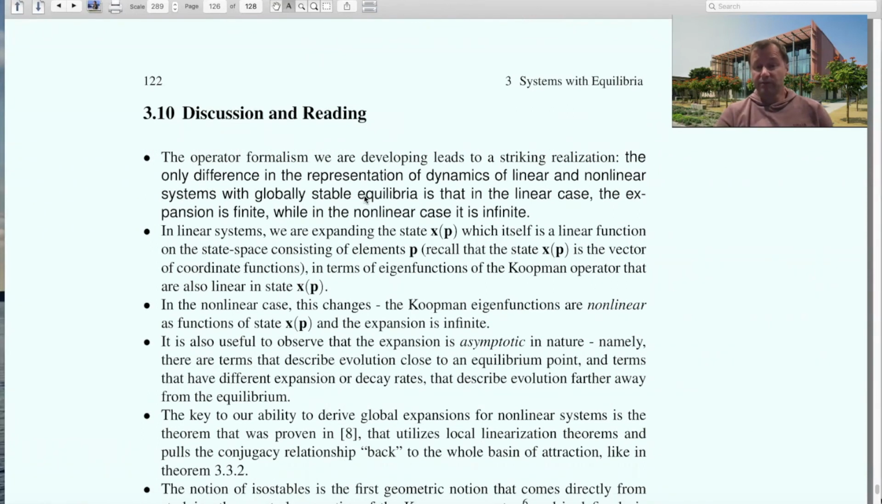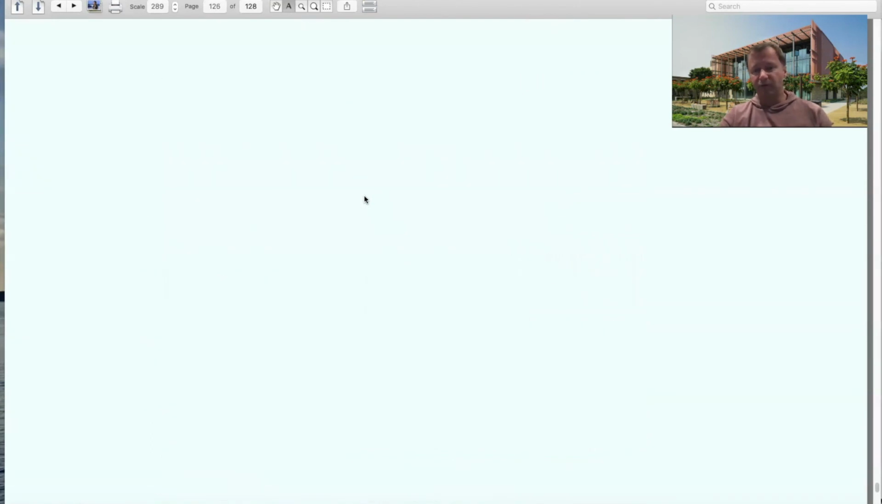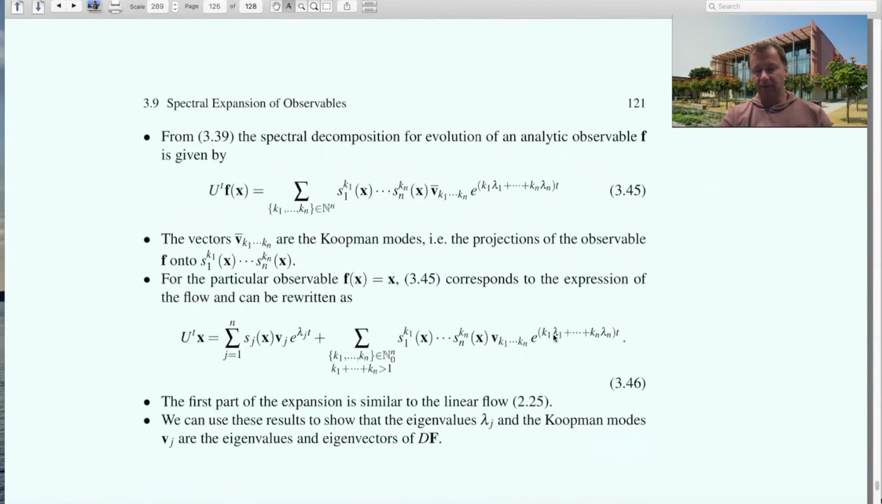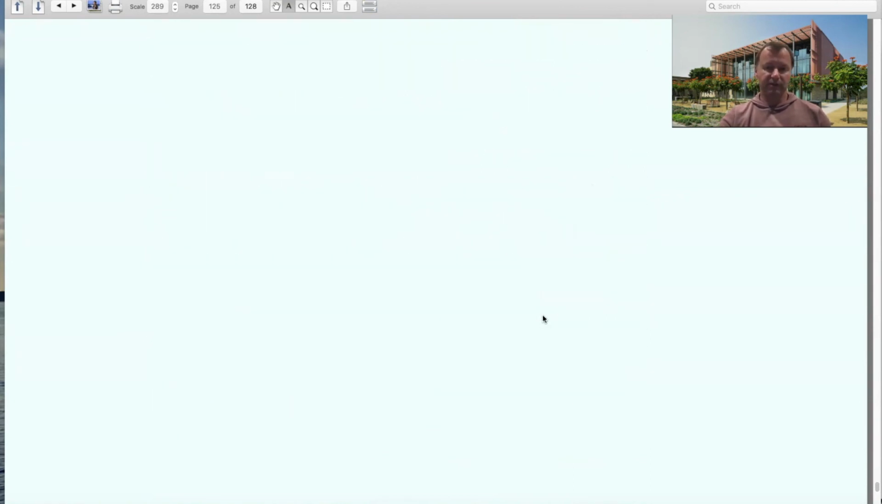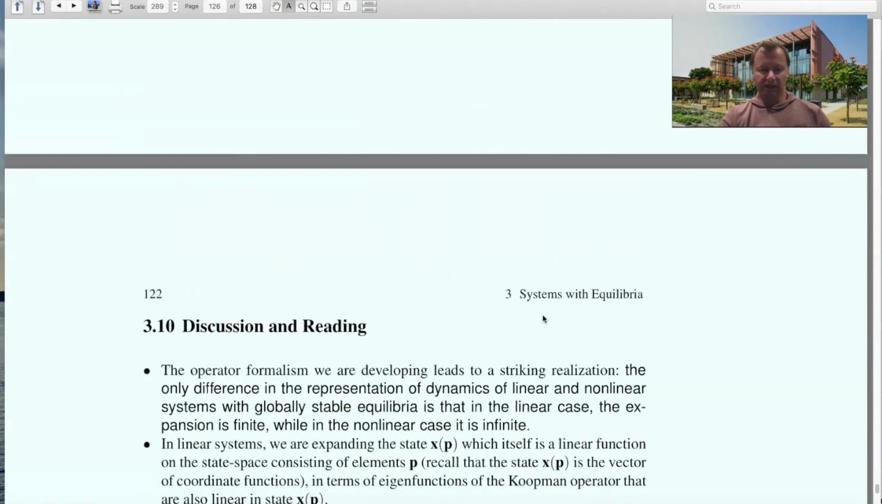We also have a spectral expansion, which in the nonlinear case is just infinite. And so, of course, what is helpful is if we have these terms here, where lambda 1 to lambda n have negative real parts, then many of them are going to decay very fast. And so very often they can be dismissed in the analysis.